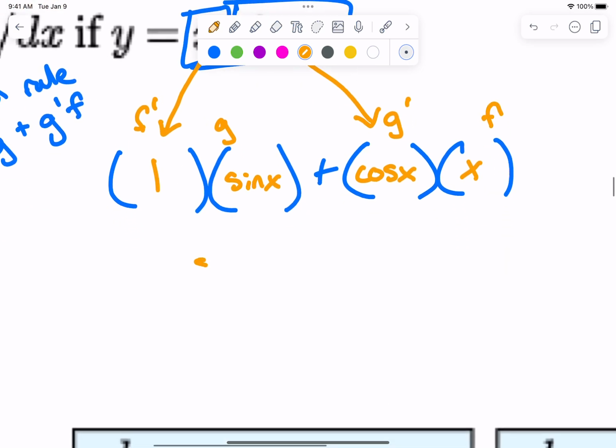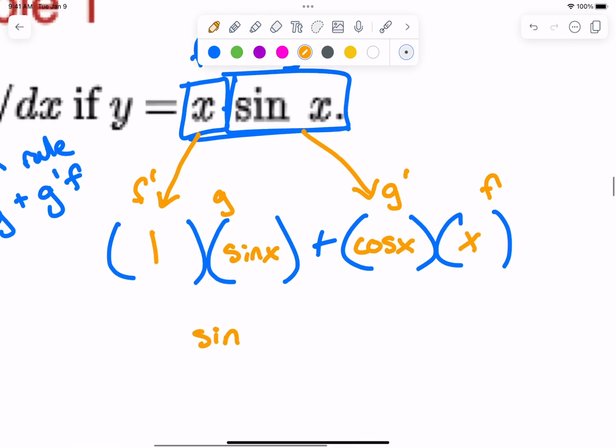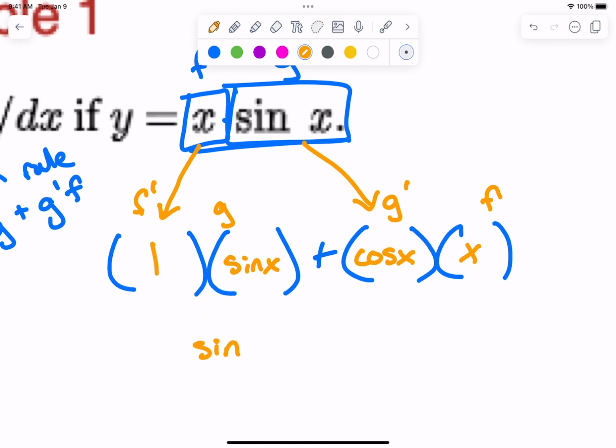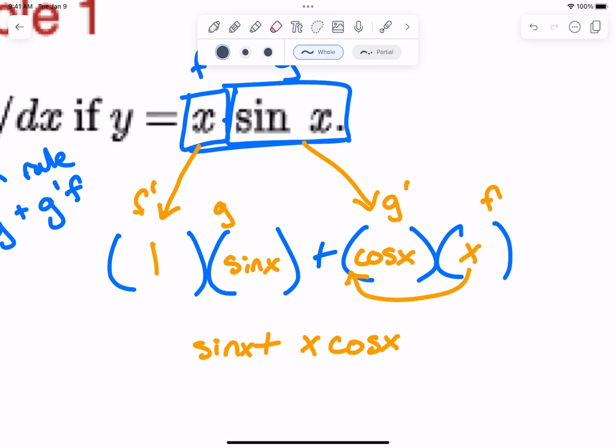Let's simplify. Why is it cosine x? Because the derivative of sine x is cosine x. So this is gonna be sine x plus, and I'm gonna put this x in front of the cosine, so x cosine of x. Why did we move this? Otherwise, it looks like cosine xx. Okay, that's my derivative. That's not too bad.